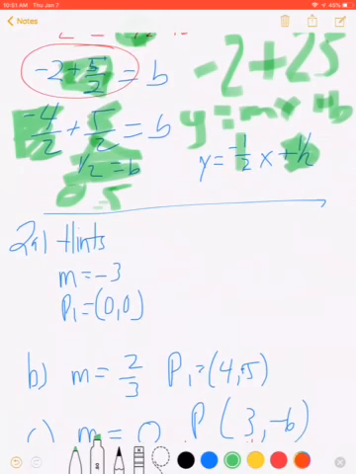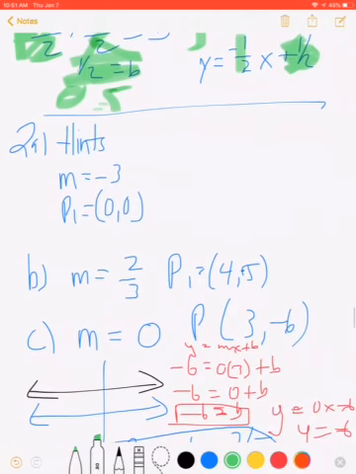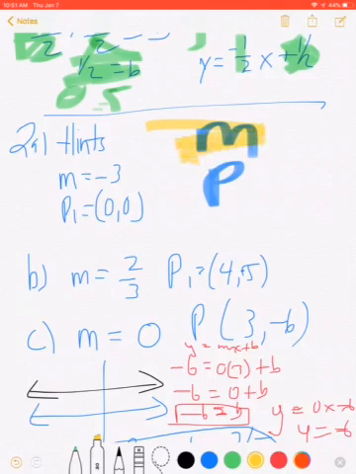In 2A, and for the rest of these, we have some hints. I'm not going to do all the work for you for this stuff here, but I said to watch the video for hints. And it says, how do you solve these questions? For each of these, you need to find the slope and a point. Some of these have a little trick for the slope. Some of them have a little trick for the point.